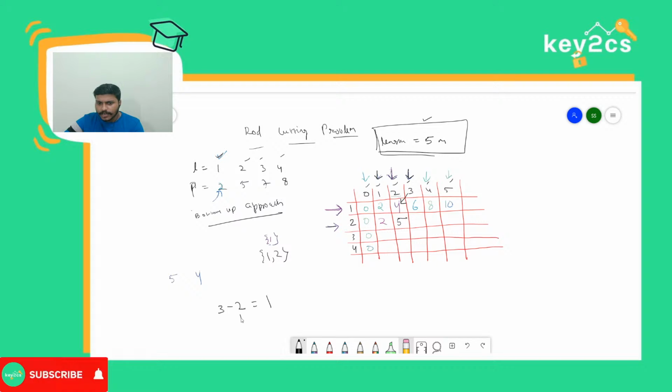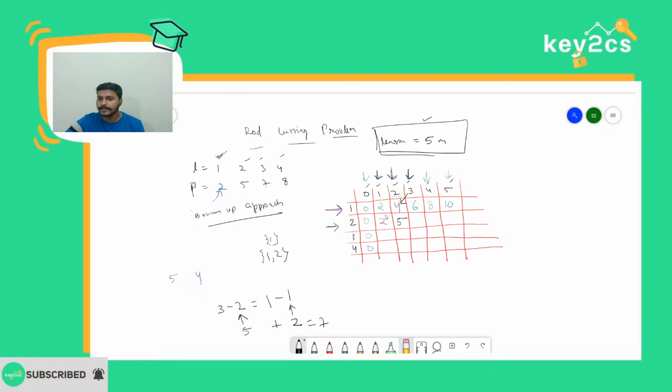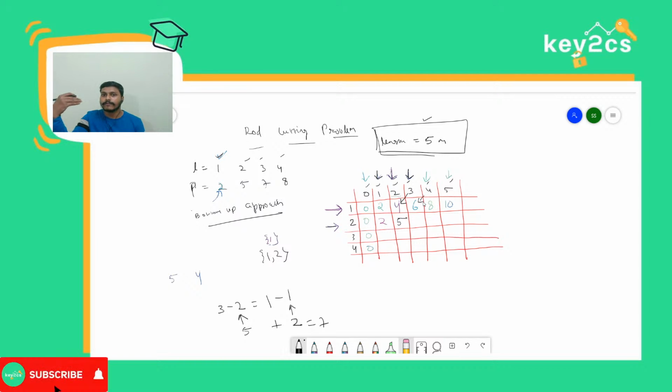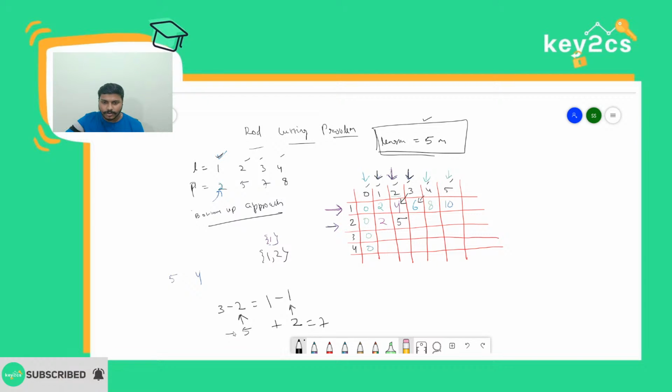What is the total profit? If you take a rod of length 2 meter, the profit you would make is 5. Then when you take a rod of length 1, you make profit 2. Total profit is 5 plus 2 is 7. What is the previous profit? Previous profit is 6. By taking three 1 meter rods, we were making profit 6. But now we realize that if I take a rod of length 2 and 1 rod of length 1, I am making a total profit of 7, which is greater than the previous profit. So the current profit is more, so the value here should be 7.